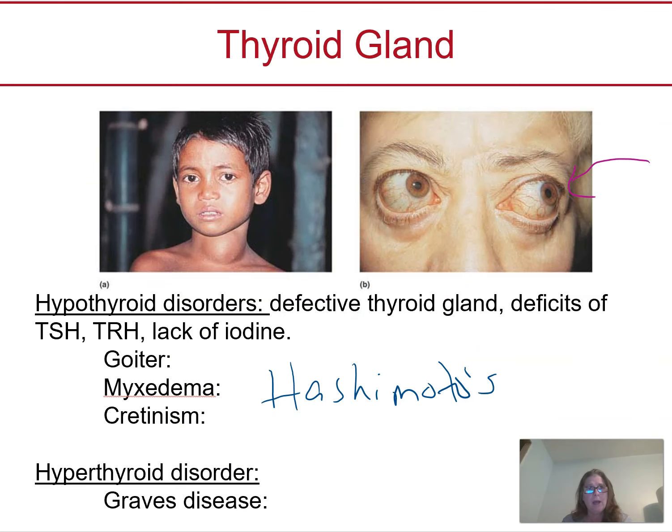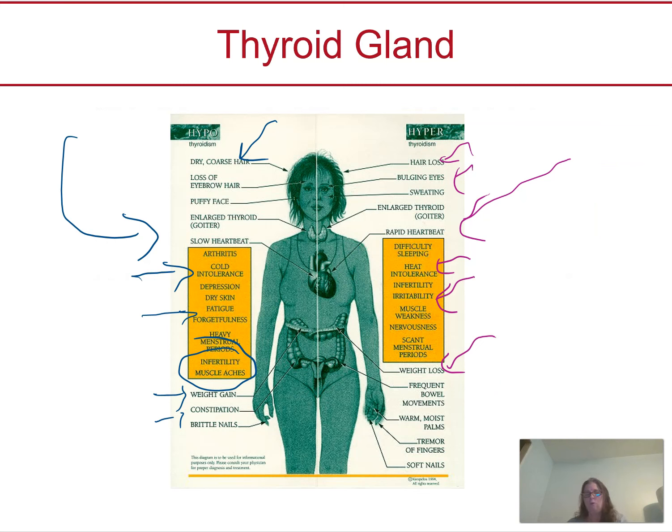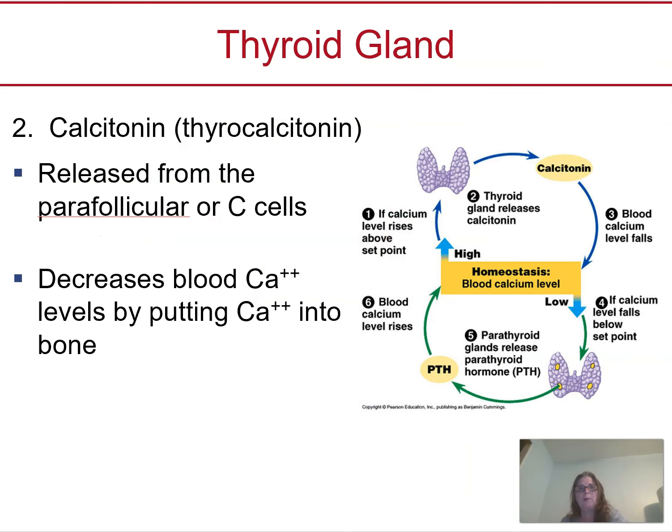If it's hypo, the treatment is to give you the hormone. It's usually called Synthroid. If it's hyper, a lot of times they go in and try to remove the thyroid gland, and then they put you on Synthroid so that it doesn't produce too much hormone.